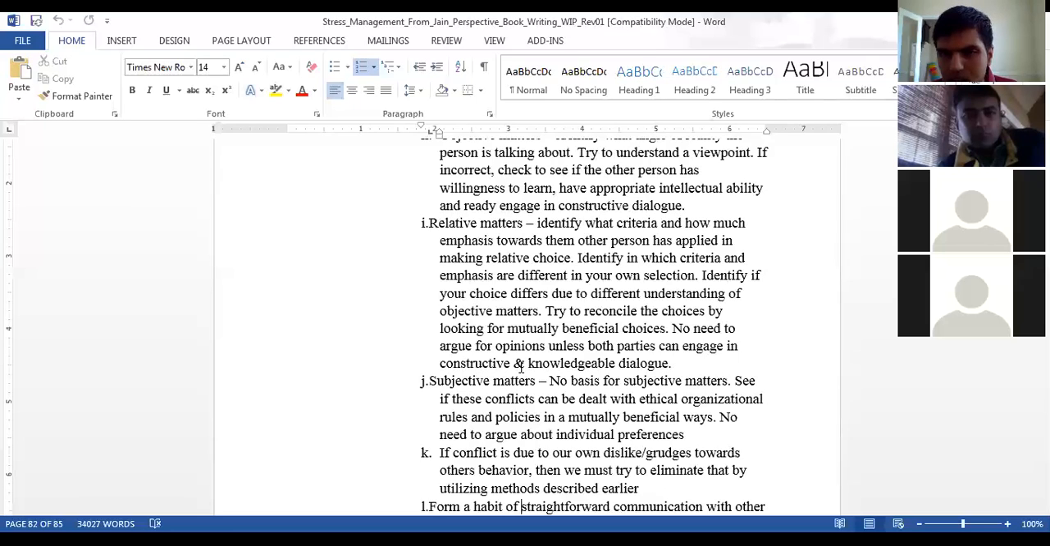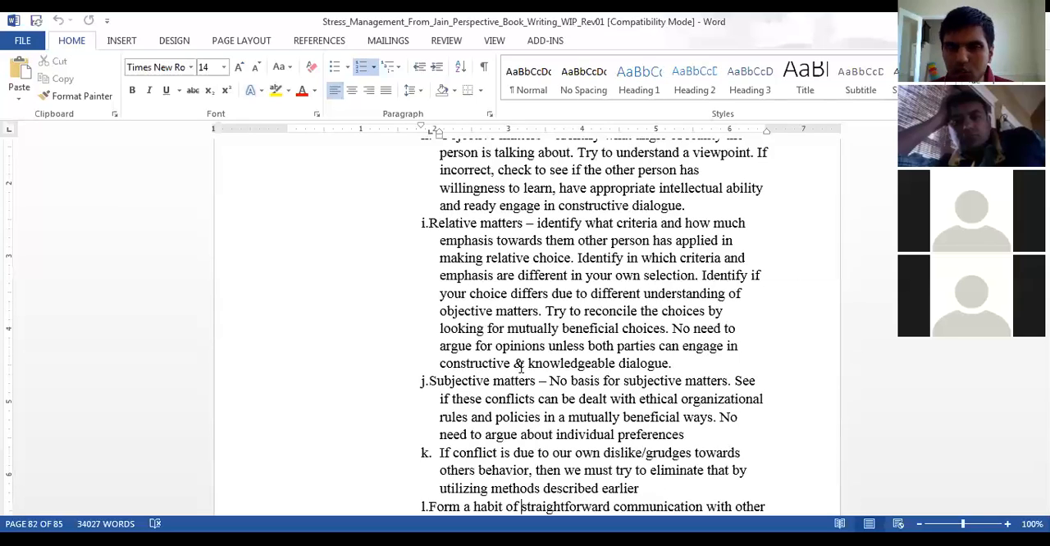And when you listen to the other person, you'll know why they have made certain decisions. And at that time, when you know the comparison between your criteria and their criteria, you can try to reconcile the choices by looking for mutually beneficial choices. Maybe certain criteria are common between both of you, and you can say, hey, look, this is more important for this reason or that reason. So coming to a more constructive and mutually beneficial dialogue will help you resolve such a conflict.